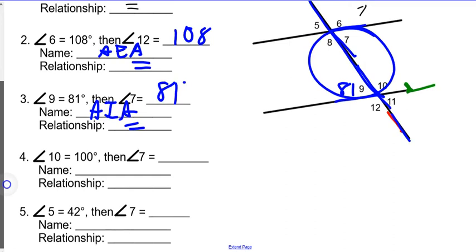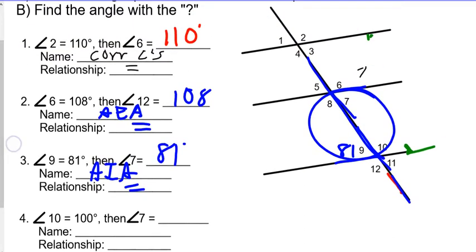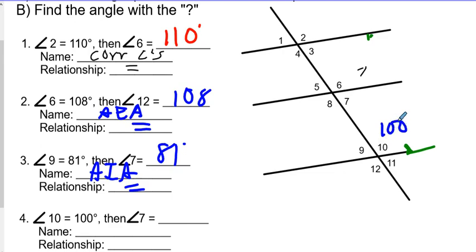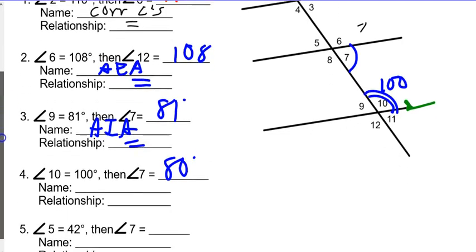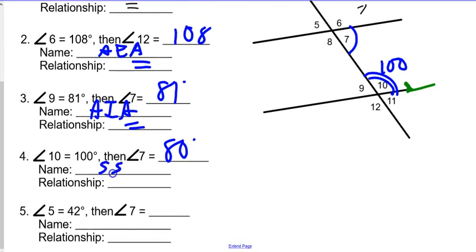And a couple more. So angle 10 is 100. What about angle 7? Angle 10 is 100, right here. What's angle 7? Well, angle 7 is right here. Notice that's acute. This is obtuse. If they're not equal, they're supplementary. So 100 plus what is 180? That's 80 degrees. So what is their name? Well, they're on the same side and they're interior angles, so they are same side interior angles. And the relationship is supplementary.